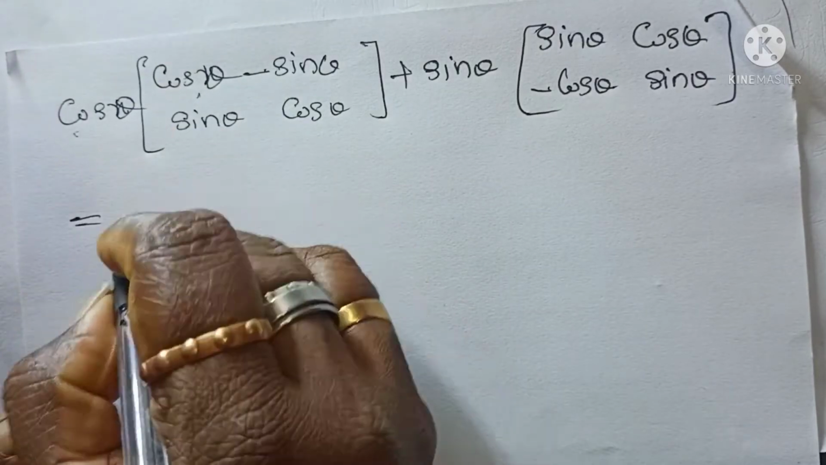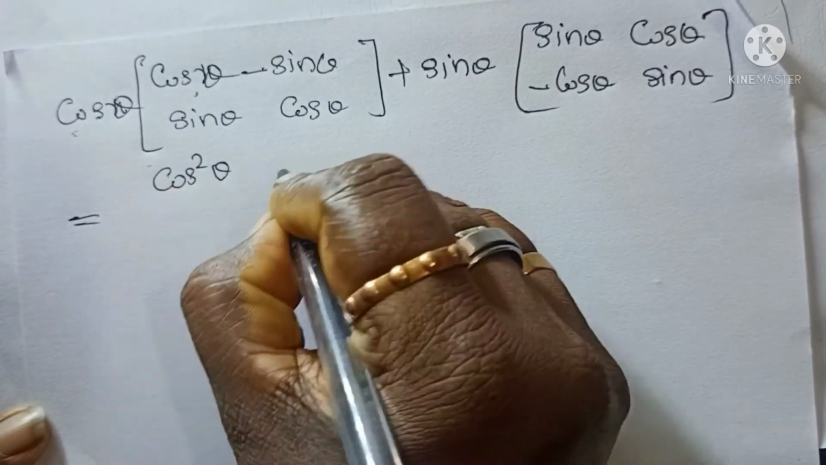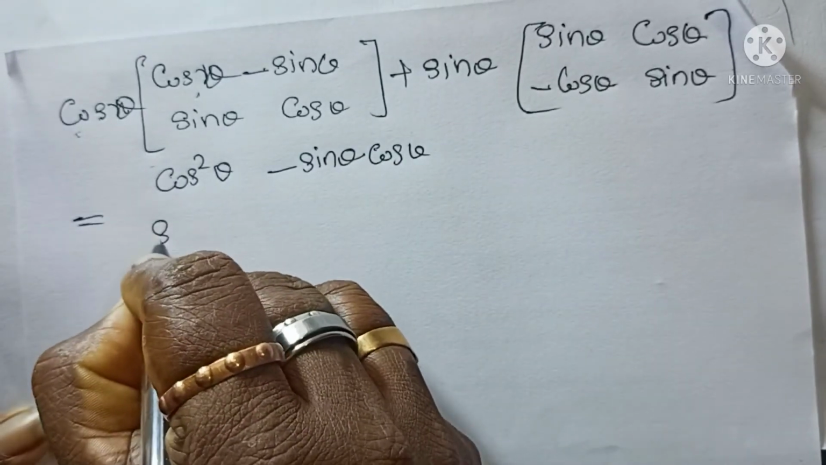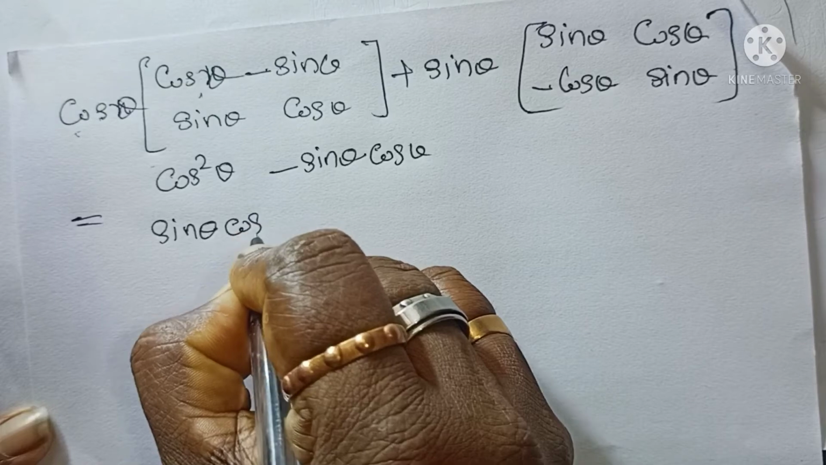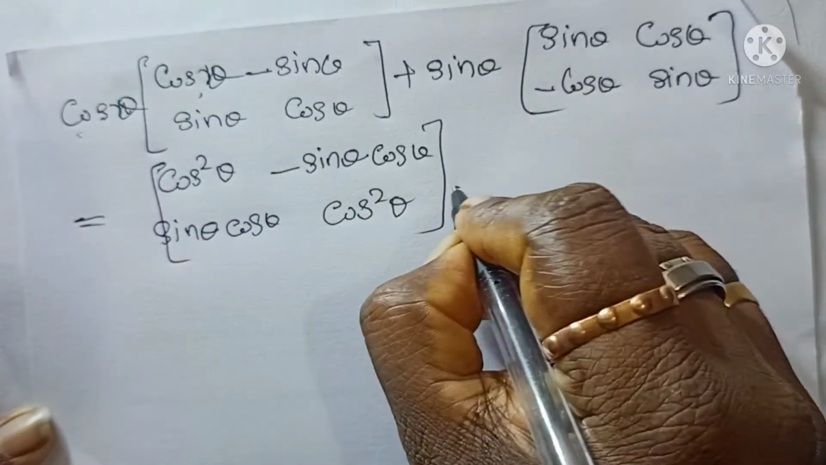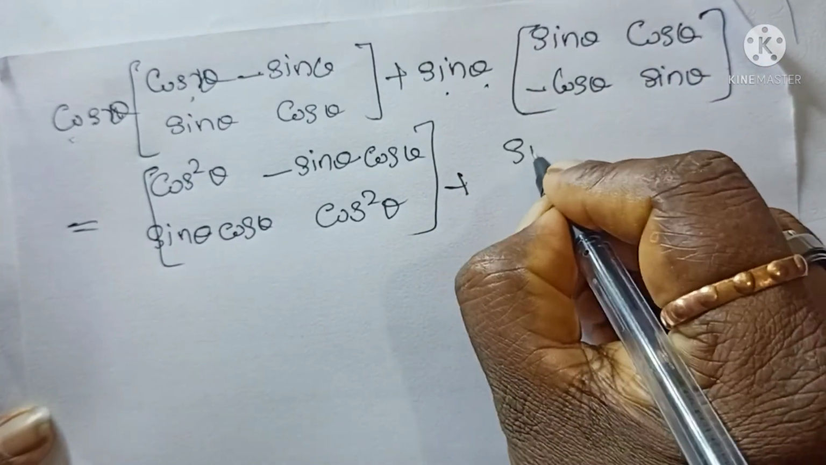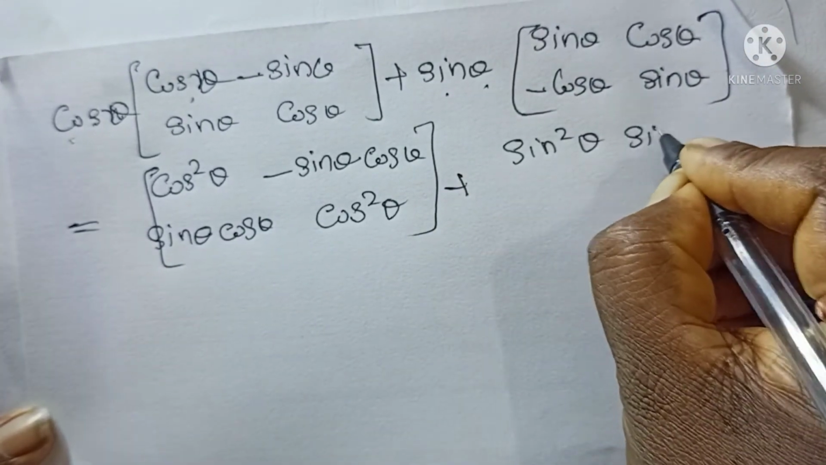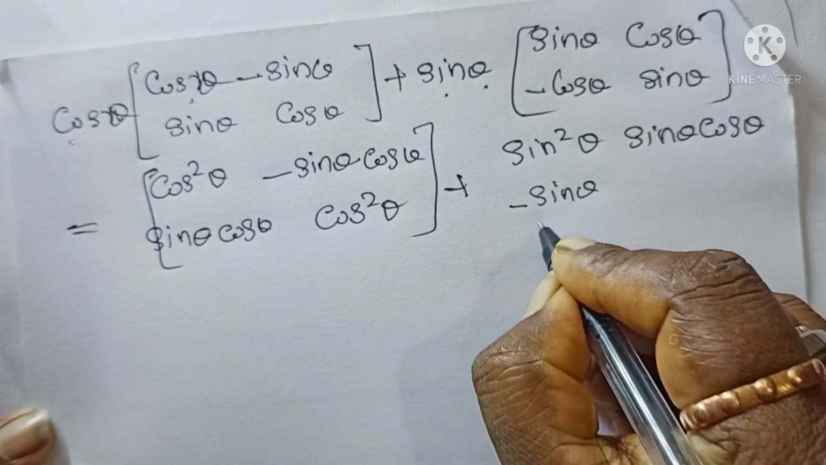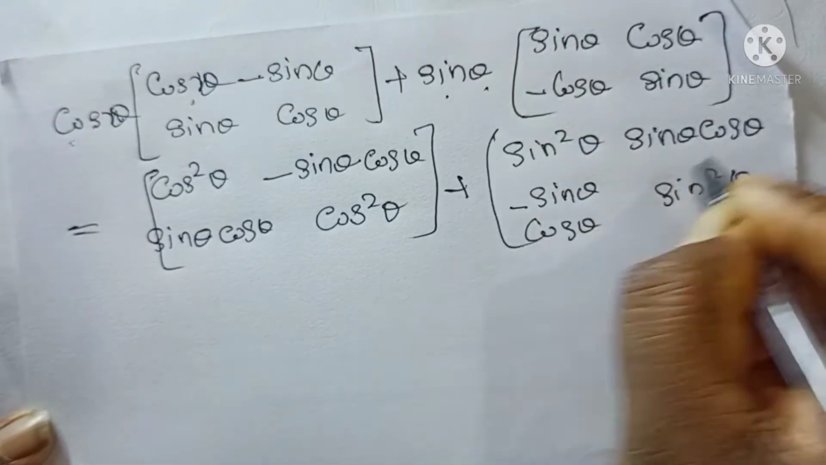So first you have to multiply with all the elements. So cos square theta, minus sin theta cos theta. Here sin theta cos theta, then cos square theta. Then we have to multiply sin theta with all. So sin square theta, sin theta cos theta, minus sin theta cos theta, then sin square theta.